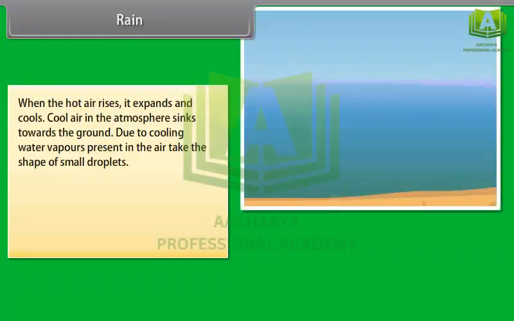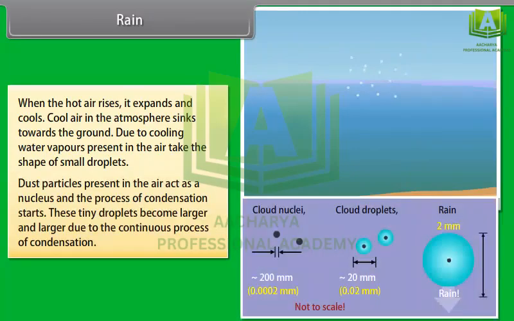When the hot air rises, it expands and cools. Cool air in the atmosphere sinks towards the ground. Due to cooling, water vapors present in the air take the shape of small droplets. Dust particles present in the air act as a nucleus, and the process of condensation starts. These tiny droplets become larger and larger due to the continuous process of condensation.